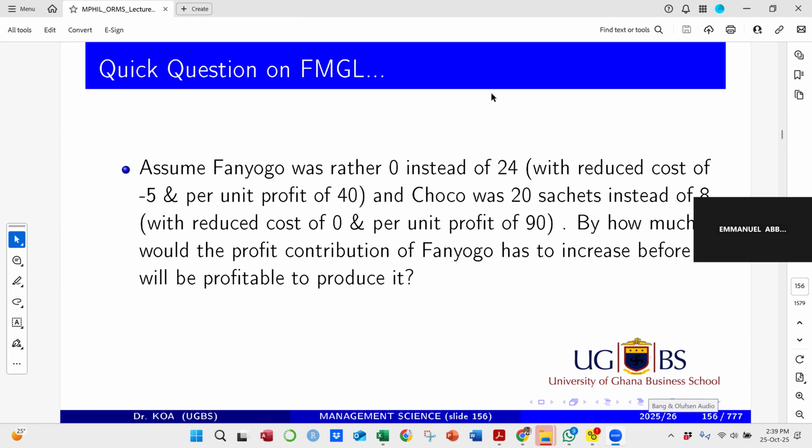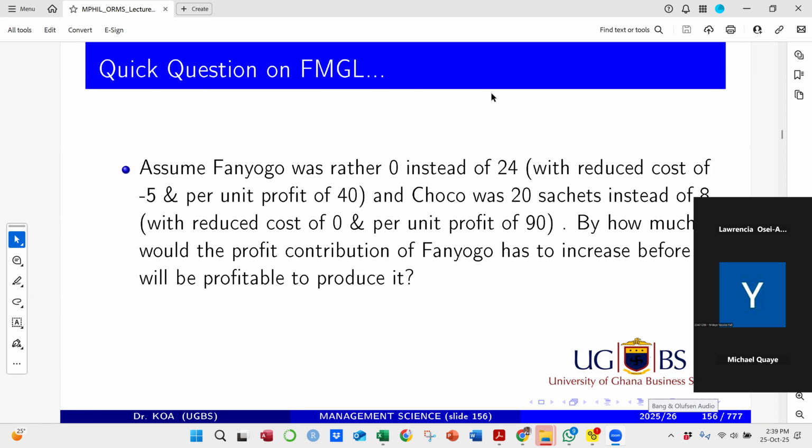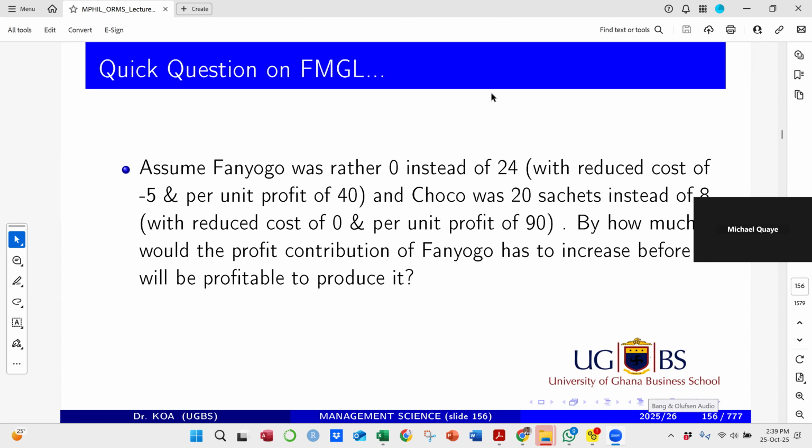So if I can make it producible, I just have to now increase it by 5, which means I'm moving it from what to what? I am moving the objective coefficient from what value to what value? Mandy. From a negative value to 0. No, I'm talking about the objective coefficient. I am now moving it from what value to what value, because it's in the question. Michael. From 40 to 45. That's it. From 40 to 45.